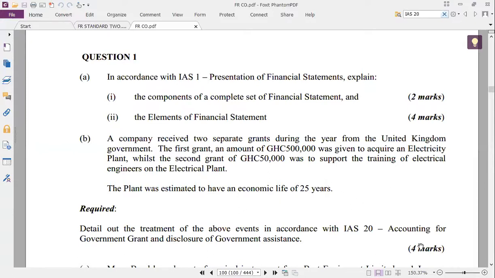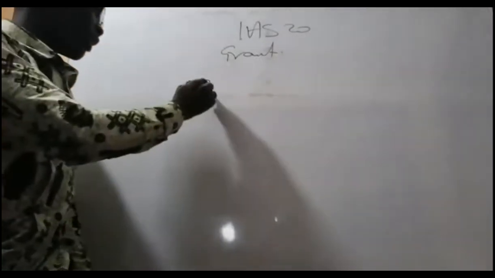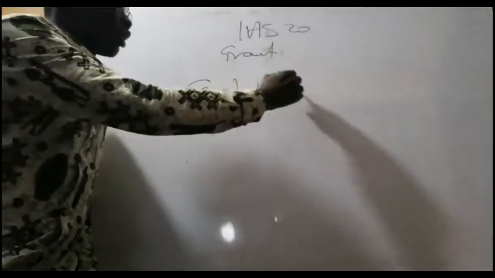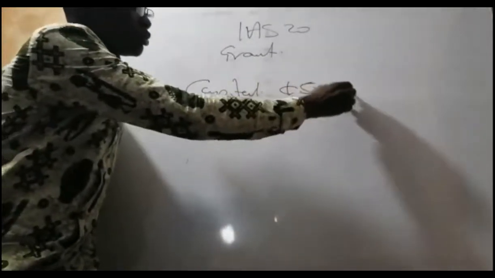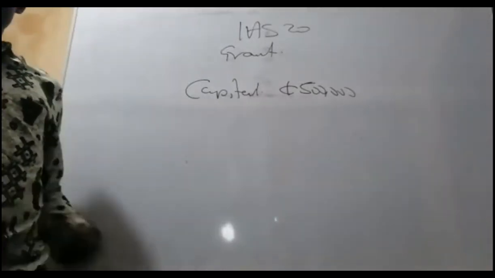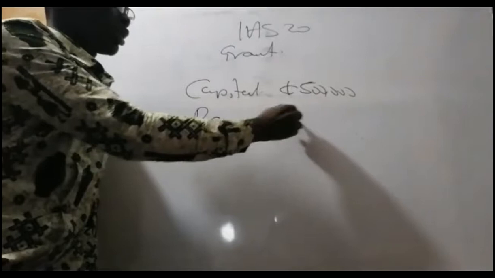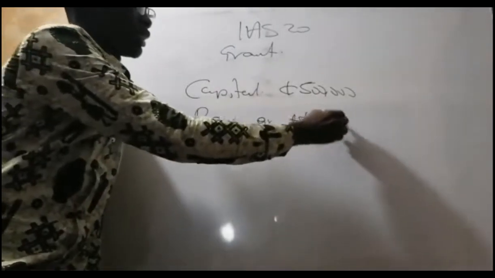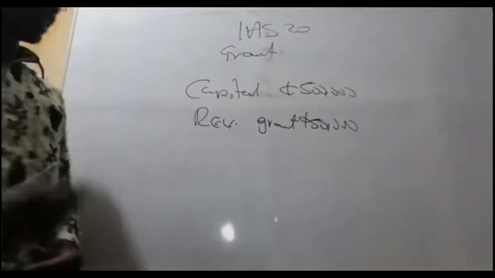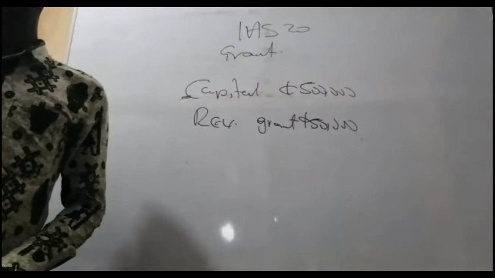So now let's tackle them one after the other. 4 marks. So you should write something like, so good. Now let's go to the board. First, there's a capital grant of 500,000. And then there was a revenue grant of 50,000. So just tell us the accounting treatment of the capital grant.